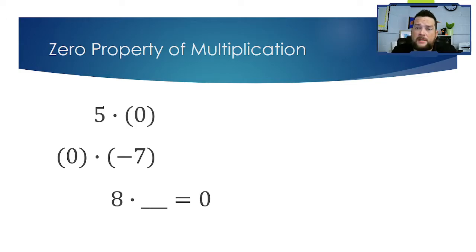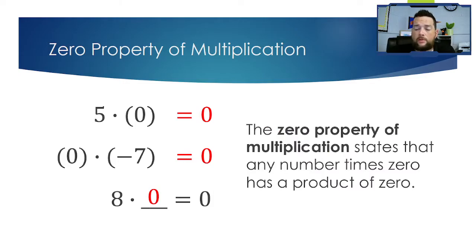So again, 5 times 0 is 0, and the law that we are illustrating with that equation is the zero property of multiplication. 0 times negative 7, that's going to be 0. What number am I going to multiply 8 by in order to get 0? 0, right? So we're illustrating this property with these different equations. The zero property of multiplication states that any number times 0 has a product of 0, all right?